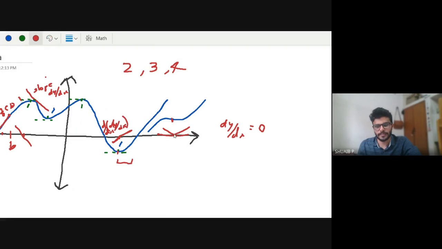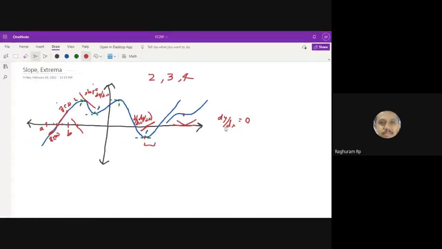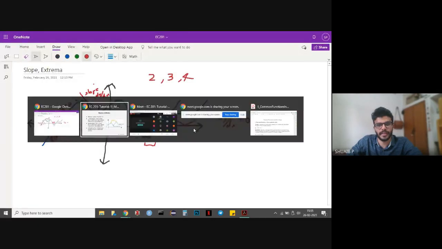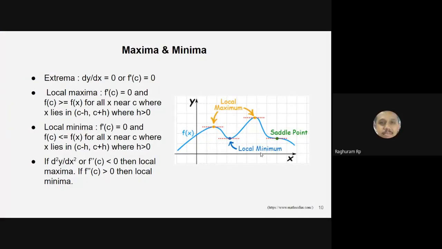So at this particular saddle point, if we get the double derivative, it will be the slope at this point and it will be 0. So we can't conclude whether it's an extrema or not. If we get 0, it will be a saddle point. Okay, got it. Thanks.